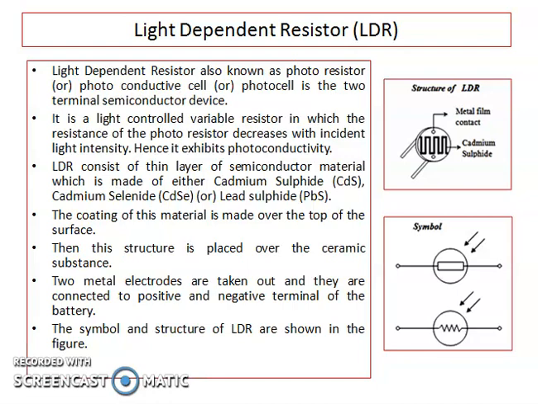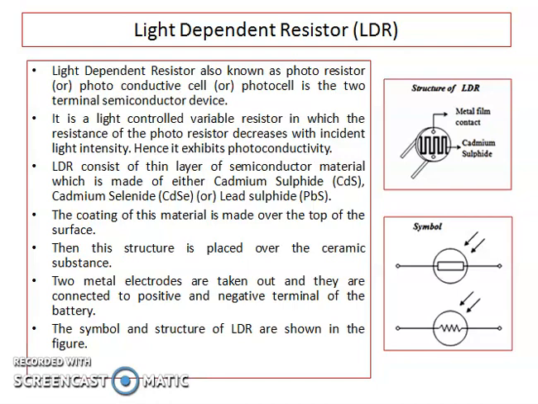An LDR consists of a thin layer of semiconductor material which is made of either cadmium sulfide, cadmium selenide, or lead sulfide. So here we find that these are all compound materials. They are not made up of silicon or germanium. In this type of special purpose device, normally we use compound materials. The coating of this material is made over the top of the surface. Then this structure is placed over a ceramic substrate.